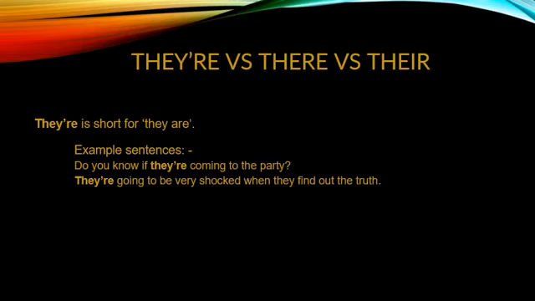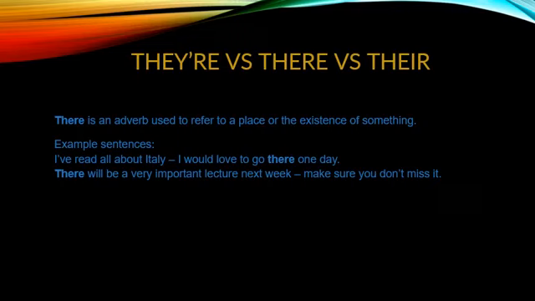The common confusing word with this is there, which is an adverb used to refer to a place or the existence of something. Example, I've read about Italy. I would love to go there one day. There will be a very important lecture next week. Make sure you don't miss it.